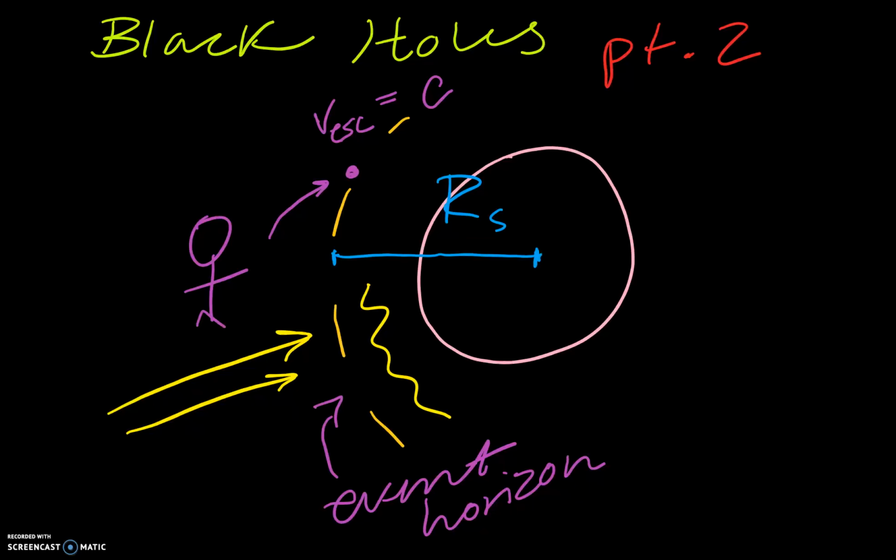Hello everyone. So in the last video we talked about black holes. We talked about the process of star death and which stars can become black holes, which ones can't. We talked about the concept of density and how that's important in determining which stars can become black holes, and really just how density is a very important characteristic of black holes. And we got into escape velocity.